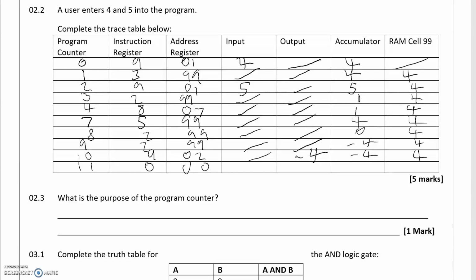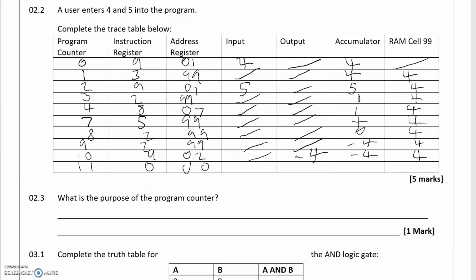So there were marks for, first of all, getting a 0 here, that the program counter was going up. There's a mark for doing the branch properly. There was a mark for getting the correct result, and there was a mark for decoding the instruction register and the address register properly.